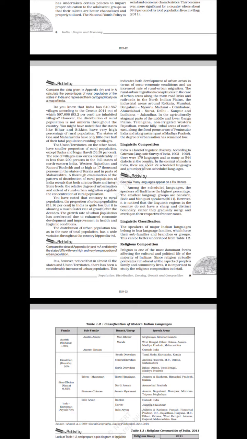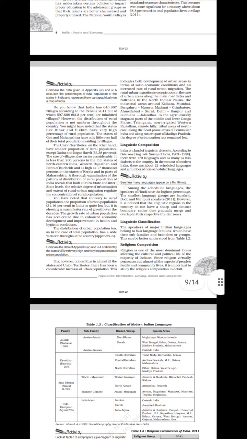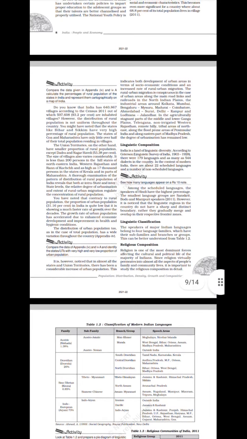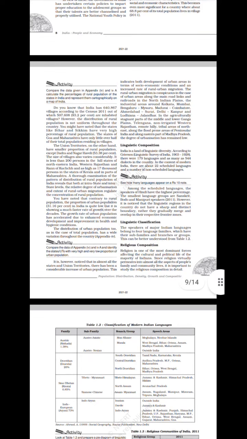The size of villages also varies considerably. It is less than 200 persons in the hill states of northeastern India, western Rajasthan and Rann of Kutch, and has the highest, 17,000 persons, in the state of Kerala and in parts of Maharashtra. A thorough examination of the pattern of distribution of rural population of India reveals that both at intrastate and interstate levels, the relative degree of urbanization and extent of rural-urban migration regulate the concentration of rural population.